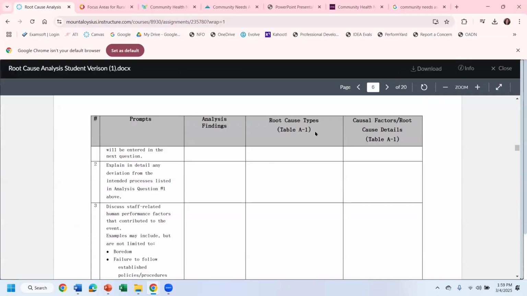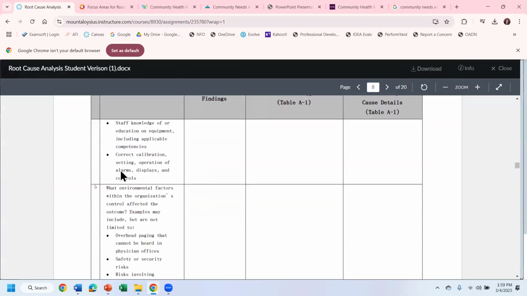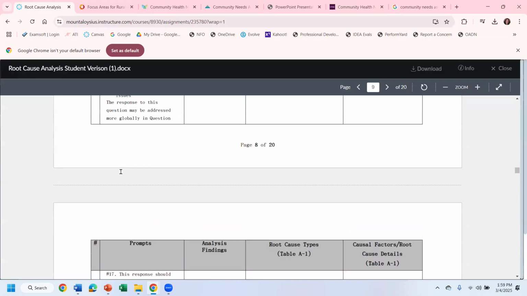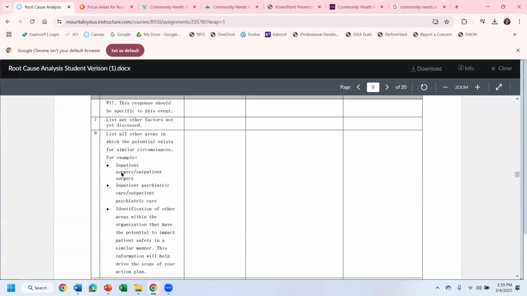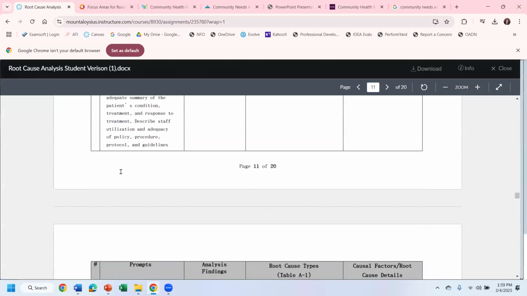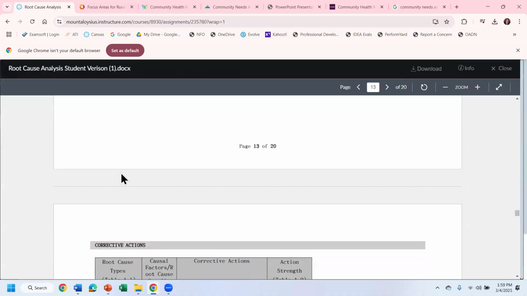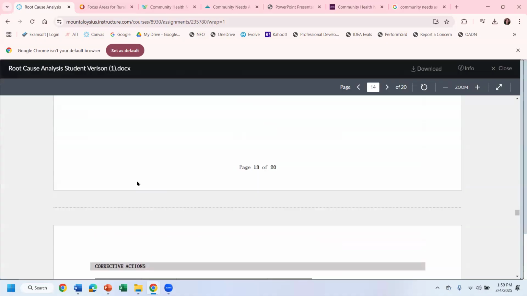And then again, go back to that table A1 and identify the cause and those underlying factors. What's the root of that underlying factor? And do the same thing for numbers 3, 4, 5. I don't see a 6. So 5, 7, 8, 9, 13, 14, 15. So 15 different things there.